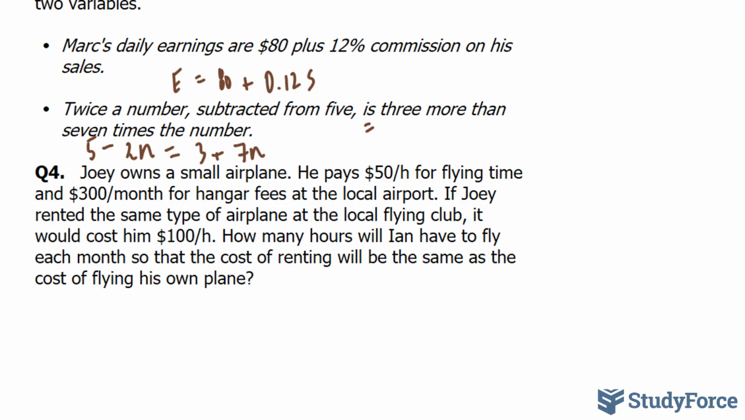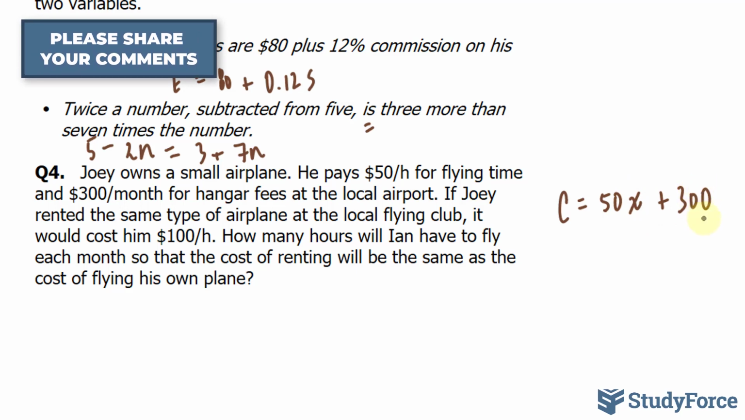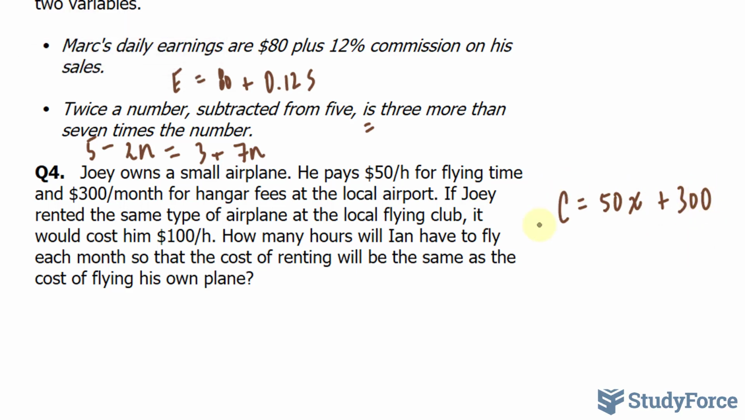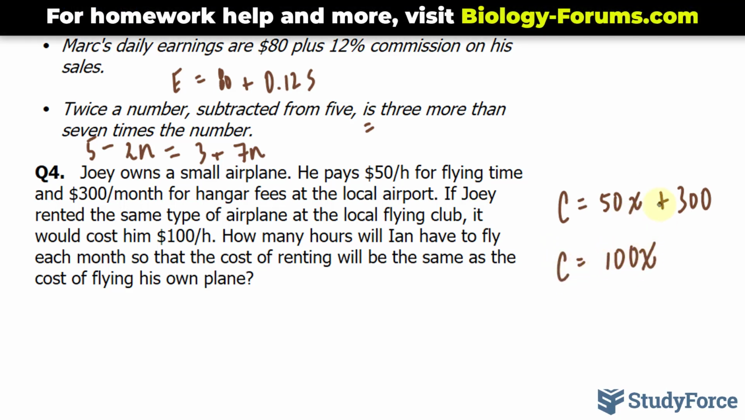He pays $50 an hour for flying time and $300 a month. So the cost is equal to 50 times the amount of hours, which I'll represent by the letter x, plus $300 per month. That's a flat fee. So the amount he pays is per month, and it relates to the amount of hours that he flies plus a flat fee of $300. At the club, he has to pay $100 per hour and no flat fee.